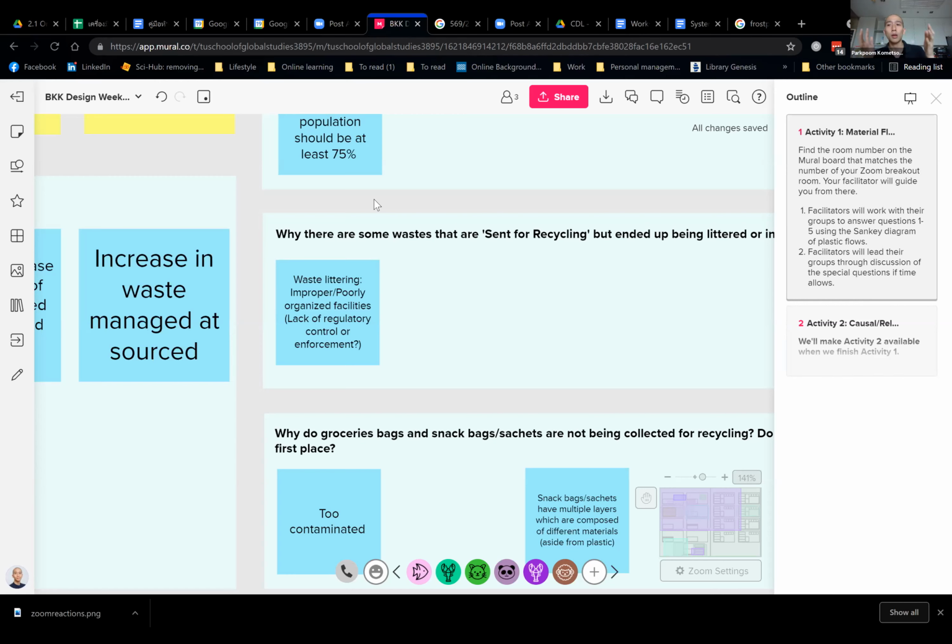And also there is some portion of waste that's being sent to landfill again, because now some of the waste is being sent for recycling. Some of them are not even recyclable, so they have to collect them back and then send it for proper landfill.